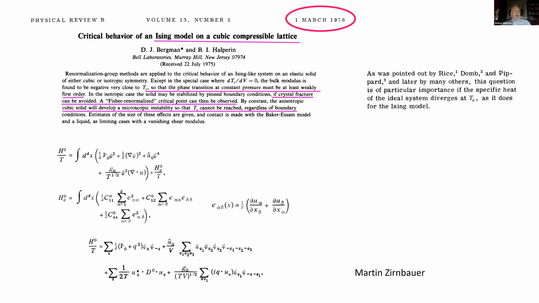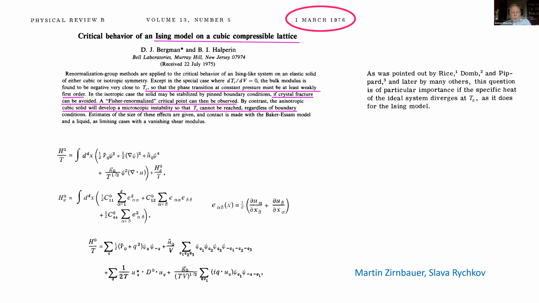And the compressibility does affect the details of the phase transition, but then they say, as was pointed out by Rice, Domb, and Pippard, and later by many others, this question is of particular importance if the specific heat of the ideal system diverges at TC, as it does for the Ising model. So compressibility is important for the Ising model because the specific heat exponent alpha is positive there. The elastic degrees of freedom couple like an energy term, and as you already heard many times during this week, energy coupling is stable or unstable depending on the question, is alpha positive or negative.